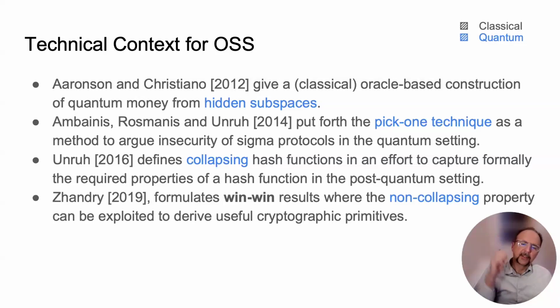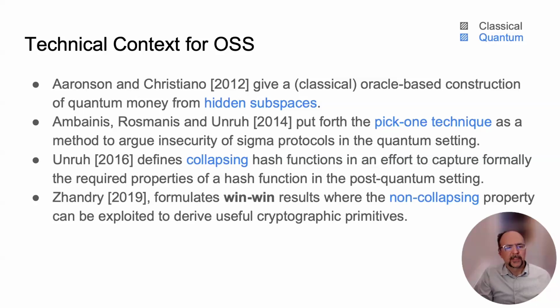In a completely different line of work, Ambainis, Rosmanis, and Unruh in '14 put forward what they called the pick-one technique. And that was a method that could help argue insecurity of sigma protocols in the quantum setting. More on that in a moment.